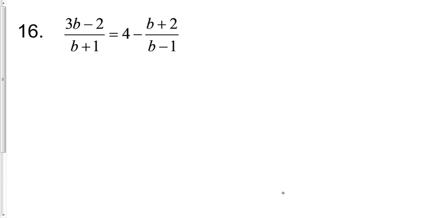Next one I want to do with you from your worksheet is number 16. Okay, so we've got 2 fractions, but we've also got this whole number 4. So what we need to do is cancel out the fractions. The common denominator here is b plus 1 times b minus 1. So that's what I'm going to multiply everything by. And I'm going to try to sneak it in here.